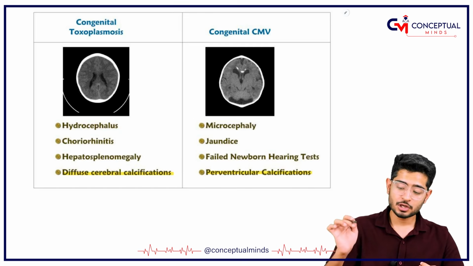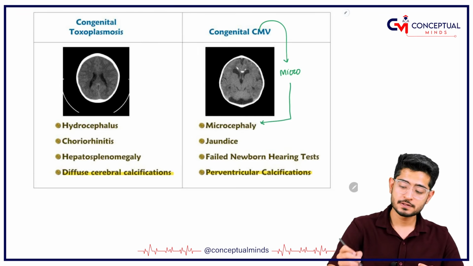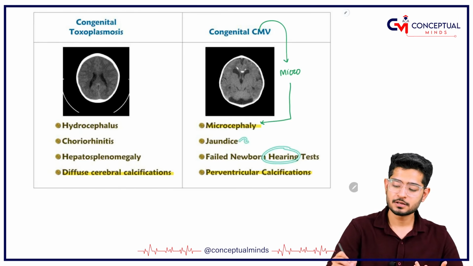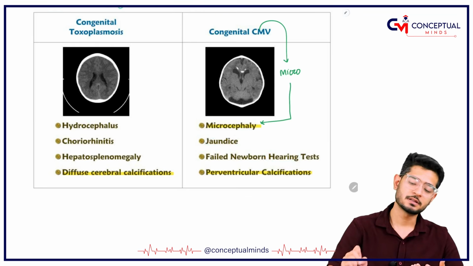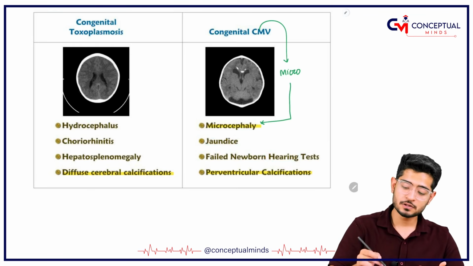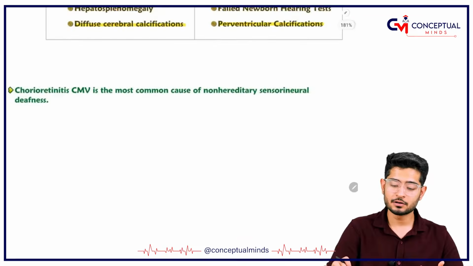But one thing which I want to tell you is CMV has got this M for microcephaly. Of course CMV is going to have hearing difficulties, of course CMV is going to have jaundice also, but these two things you have to remember when it comes to brain manifestations, whereas toxoplasma is going to have hydrocephalus.